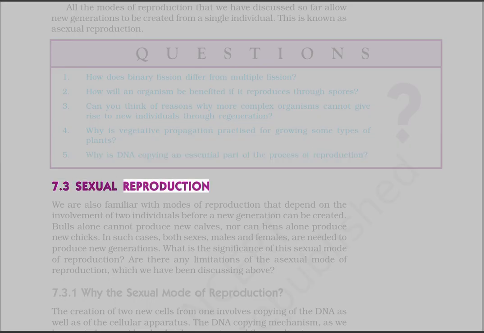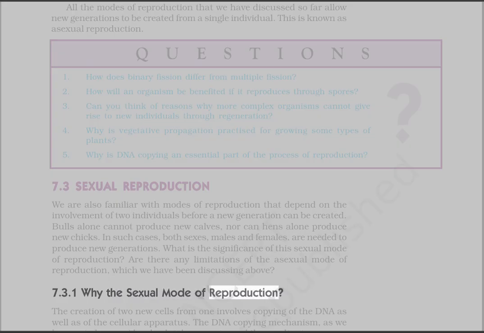7.3 Sexual reproduction. We are also familiar with modes of reproduction that depend on the involvement of two individuals before a new generation can be created. Bulls alone cannot produce new calves, nor can hens alone produce new chicks. In such cases, both sexes, males and females, are needed to produce new generations. What is the significance of this sexual mode of reproduction? Are there any limitations of the asexual mode of reproduction, which we have been discussing above?